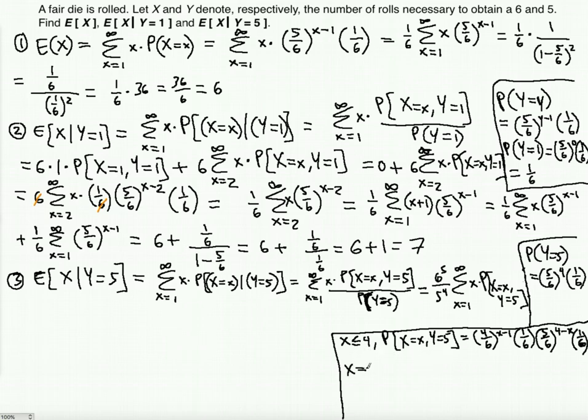Next case, x is equal to 5. Now what do you think that's going to be? Basically, is it possible to have a 6 and a 5 on the same trial, when the trial number is 5? Can x be equal to 5 and y be equal to 5? No, right? Because you're only having one trial. There's no way that you're going to have two numbers on the same trial. You're going to have one face only, so the probability is 0.